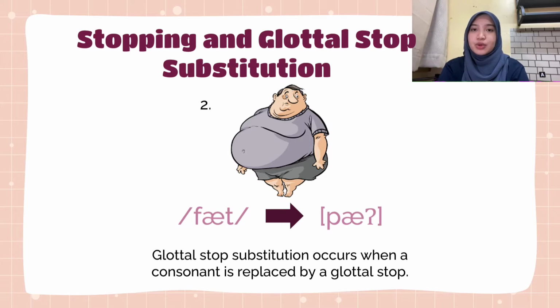The next phonological process is stopping and glottal stop substitution. Stopping, as mentioned by Rafika, is the substitution of fricative or affricate sounds for a stop sound, while glottal stop substitution occurs when a consonant is replaced by a glottal stop. As we can see from the words that TK produced, the word fat is mispronounced as pat. He substituted the initial F with P, which is considered stopping, and replaced T with a glottal stop.